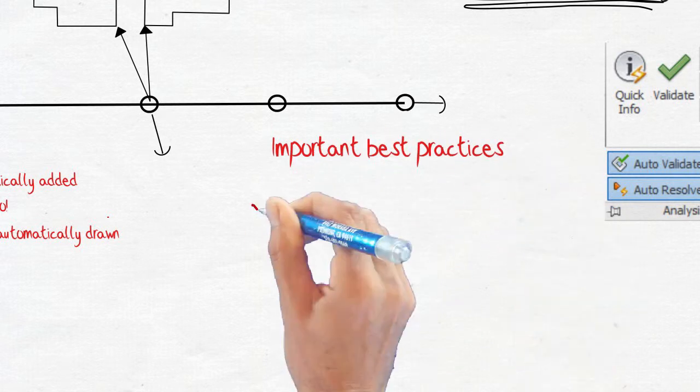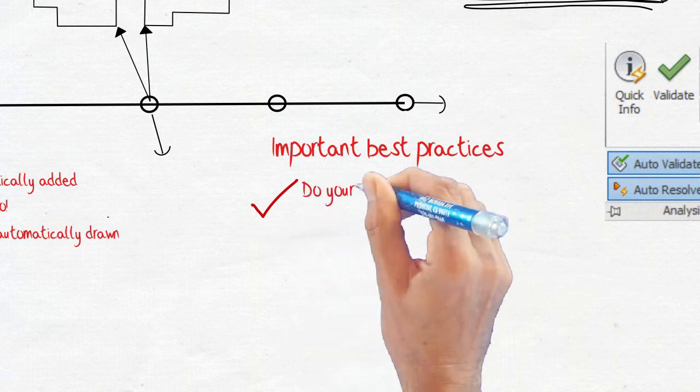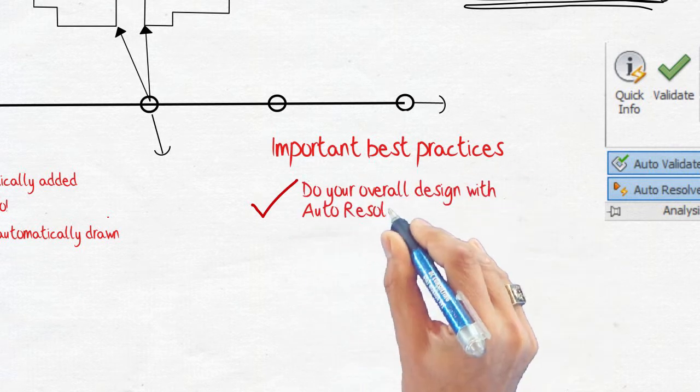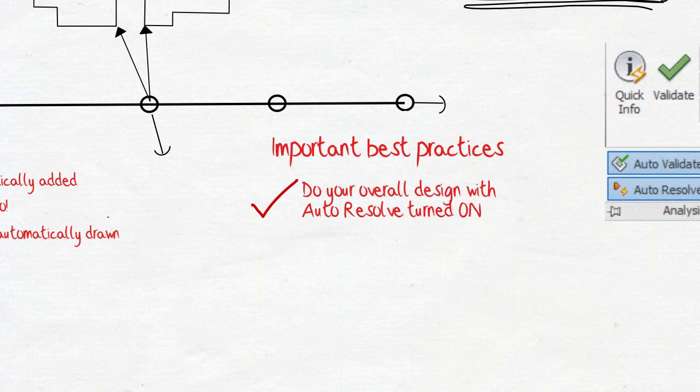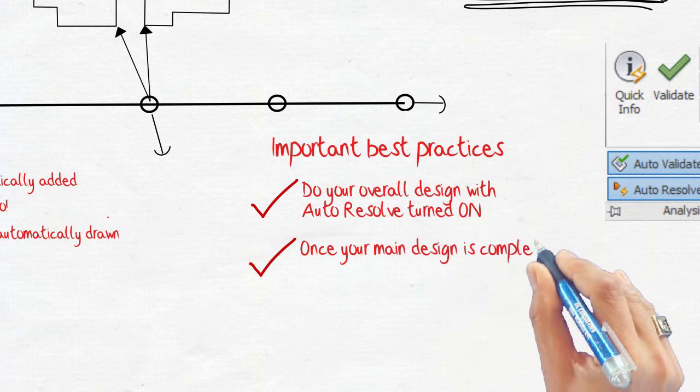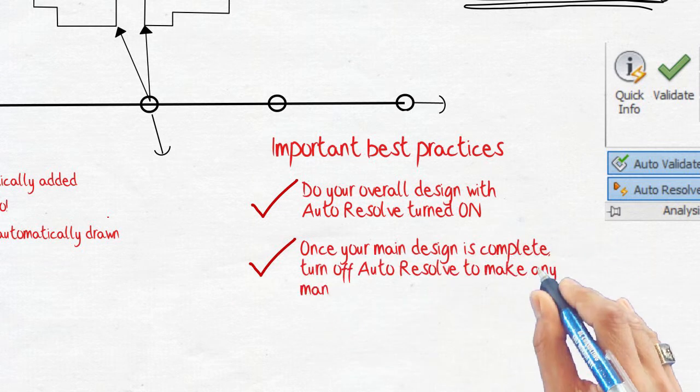First, do your overall design with Auto-Resolve turned on. This way Auto-Resolve will add the poles, the guys, the pole heads, and the other features automatically, saving you a lot of time because then you don't have to add them all by hand. Then, once your main design is complete, turn off Auto-Resolve to make any manual changes.